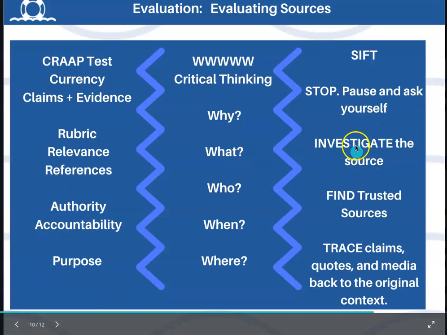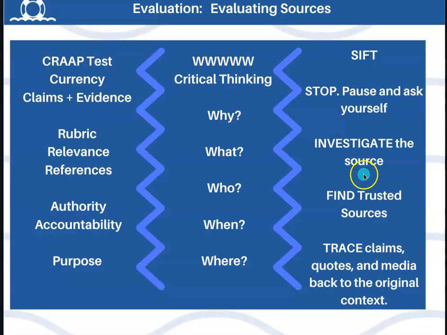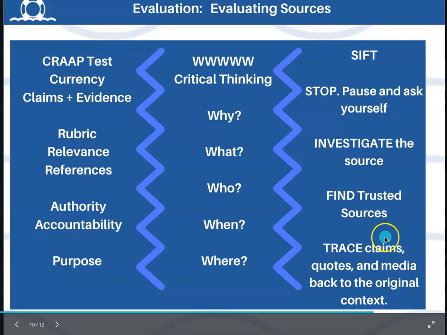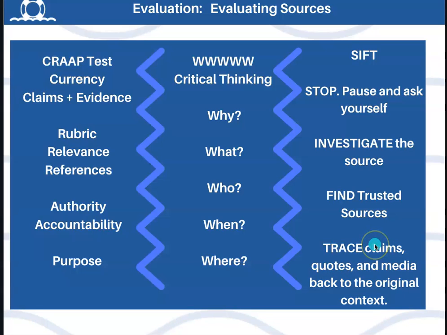Think about that. So investigate the source. Who wrote it? Who published it? Find trusted sources. Look for the bias. Look at the pages that are about retracting information in academic journals. That's right. Search the title of your article. Trace their claims and their quotes back to the original context. They could have lifted a whole sentence from something that does not support what they're saying it does.